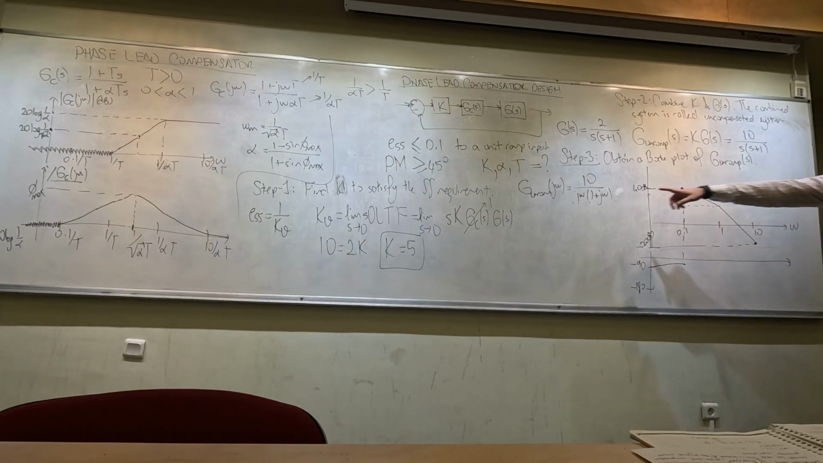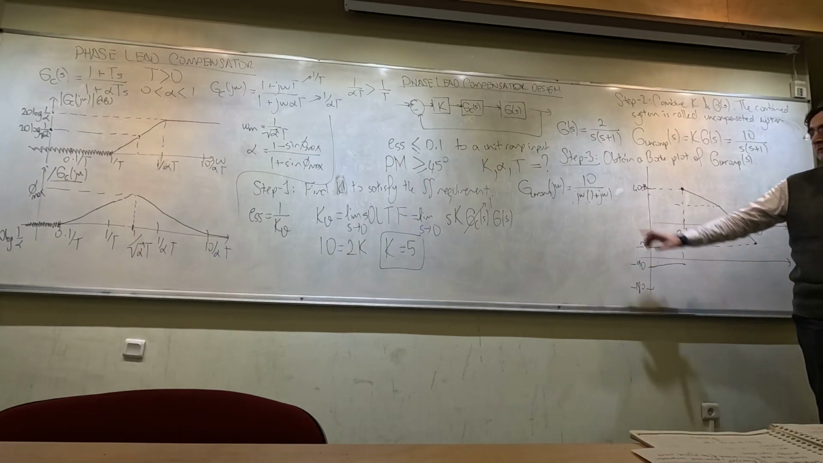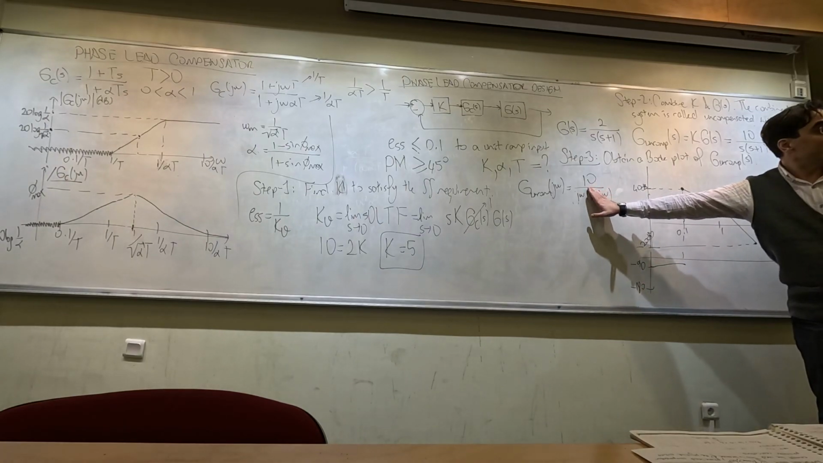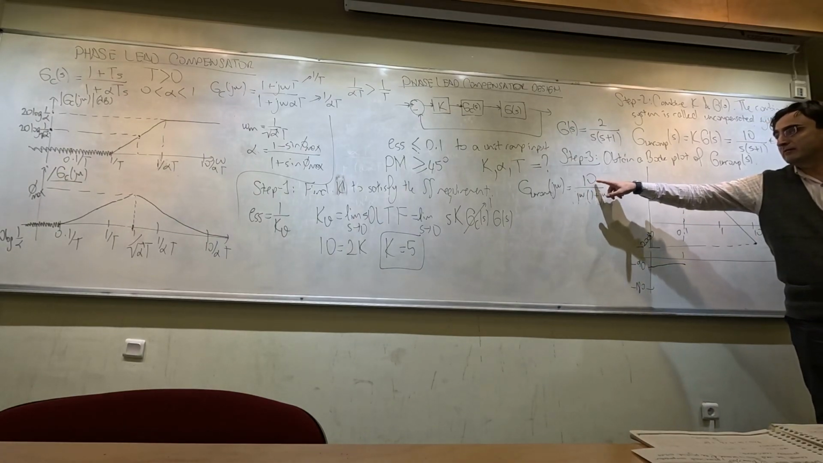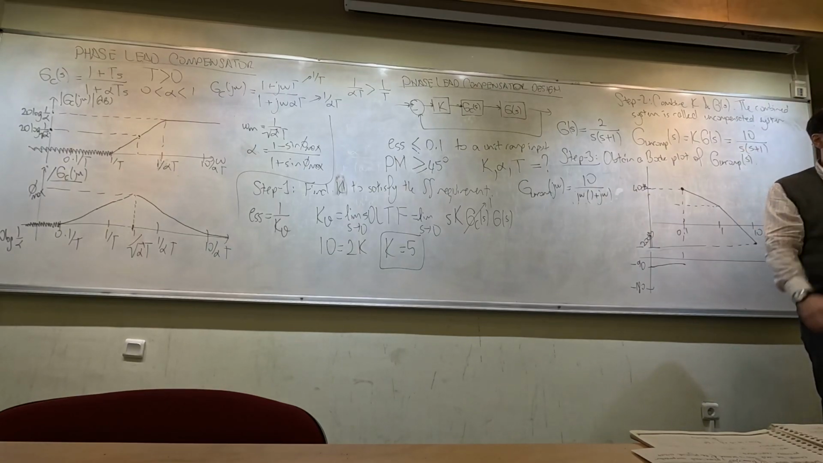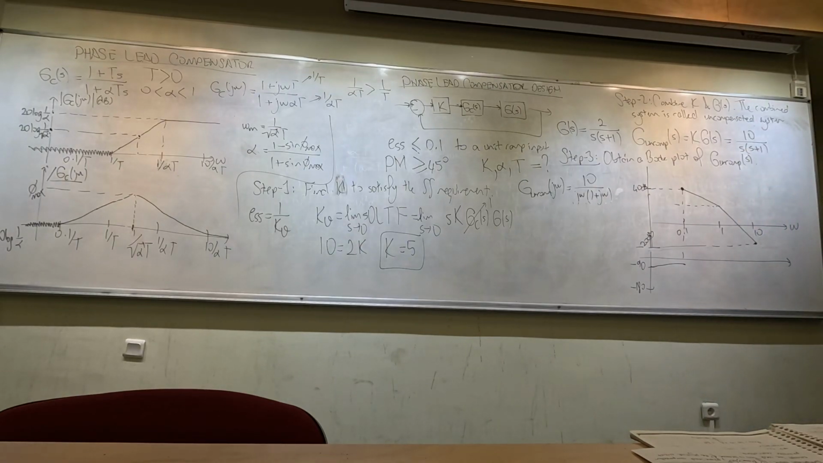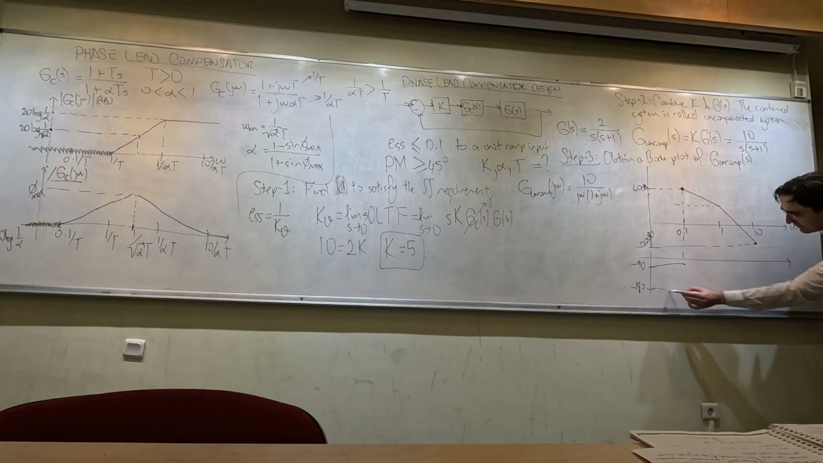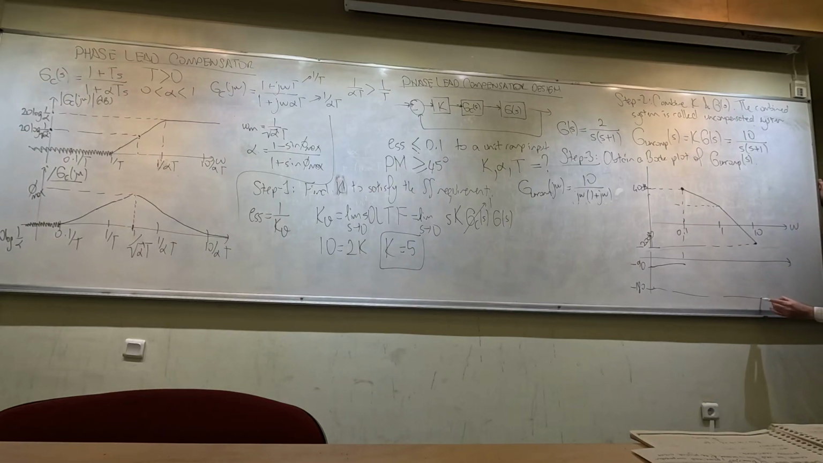And for very large frequencies, what is going to be the phase? For large frequencies, this 1 is going to be negligible, and I will have 10 over j omega squared. Each j omega is going to bring us minus 90 degrees. What is going to be the phase as omega goes to infinity? Minus 180 here. Okay, so at this frequency, I'm going to get this phase.